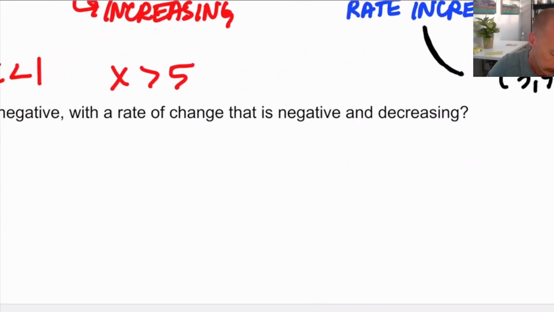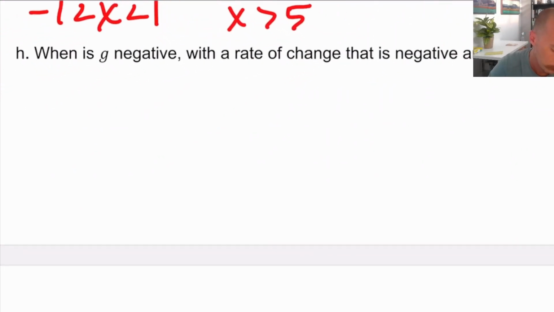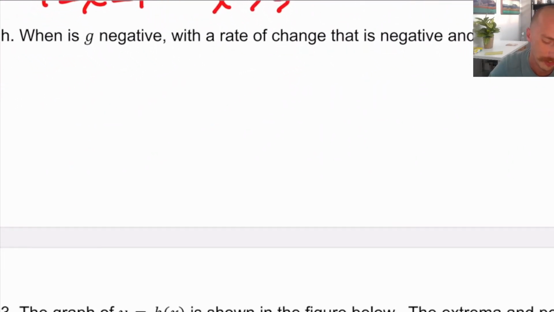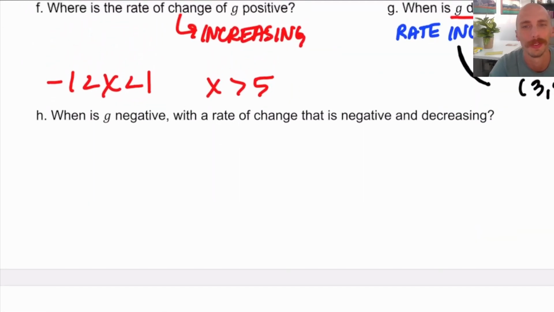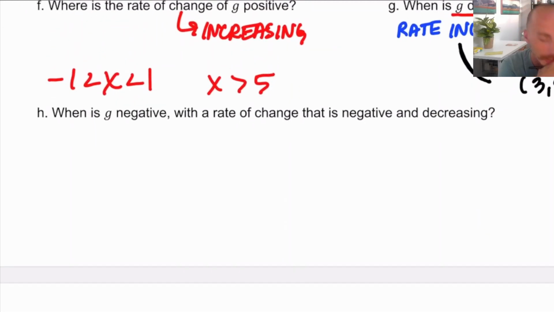All right, when is g negative with a rate of change that is negative and decreasing? I will admit this is one that we were sitting around putting the finishing touches on this homework, and we were looking for something a little bit different. This isn't something you're going to have to worry about on the quiz or the test, this triple thing here: negative with a rate of change that is both negative and decreasing.